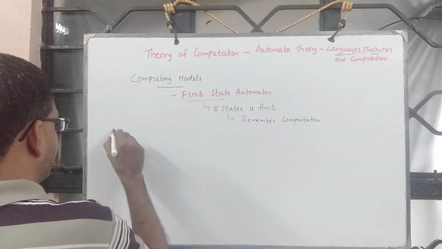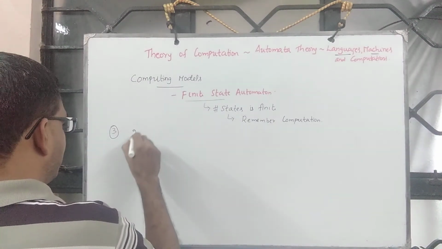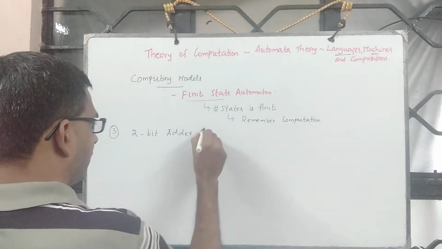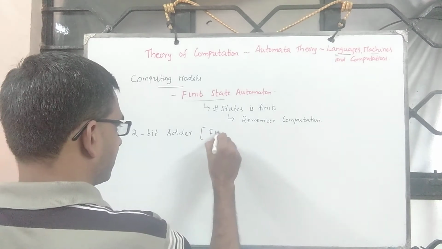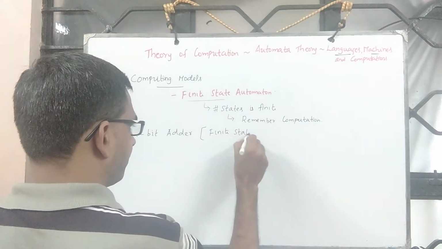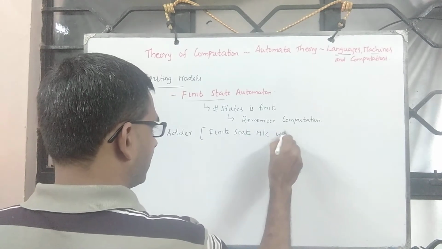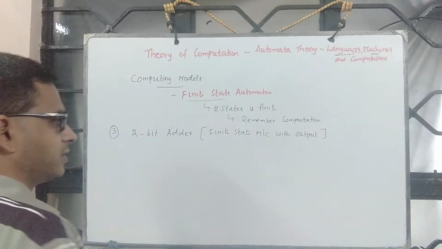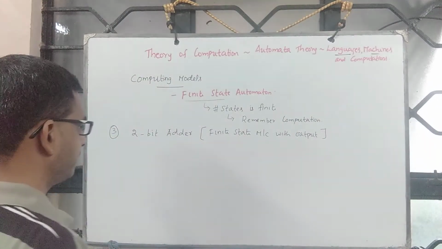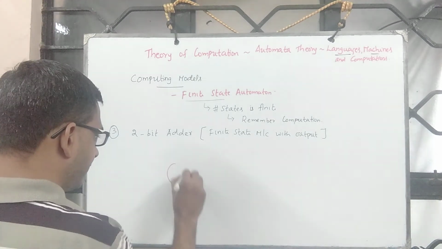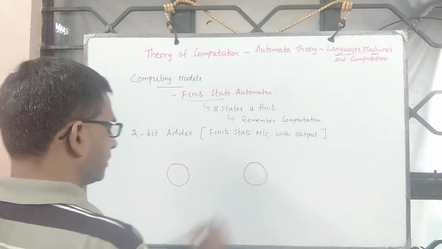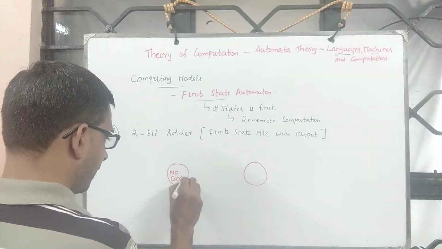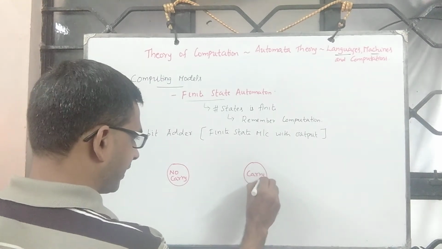Here is our next example that talks about 2-bit addition. In some sense, it is a finite state machine with output. Shortly, we'll see what we mean by with output. So, I have two states. One I call no carry. Another state is called carry.